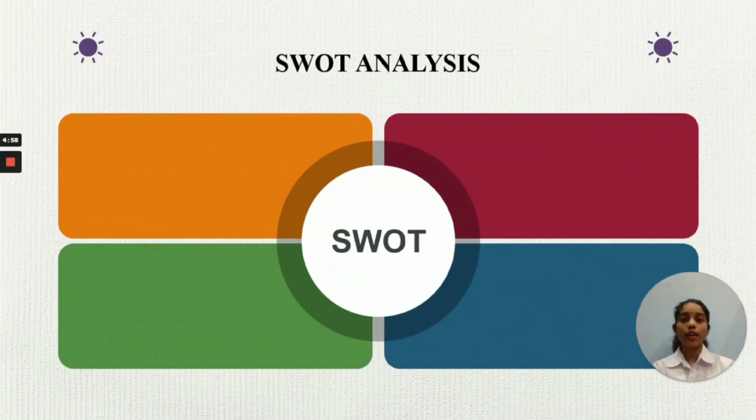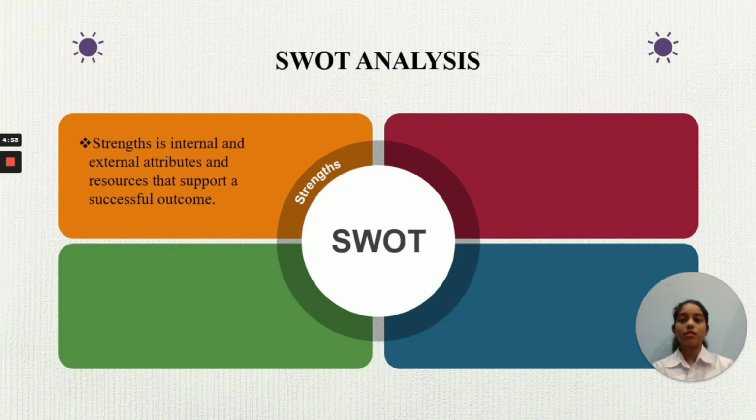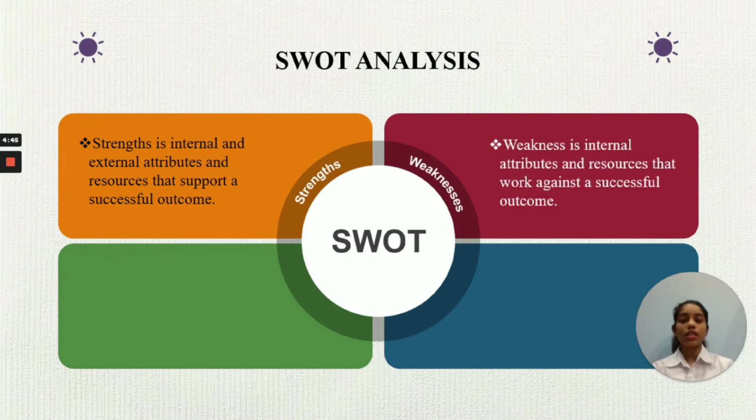Next, SWOT analysis. Firstly, strength. Strength is internal and external attributes and resources that support a successful outcome. Weaknesses. Weakness is internal attributes and resources that work against a successful outcome.